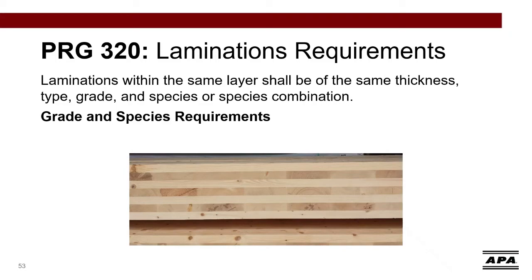Each sawn lumber lamination is to have a minimum published specific gravity of 0.35. For a structural composite lumber lamination, a minimum equivalent specific gravity of 0.35 is also required. In the longitudinal layer, the laminations are to be a minimum visual grade number 2 or a minimum MSR, and in the transverse layer, the laminations are to be a minimum of visual grade number 3.